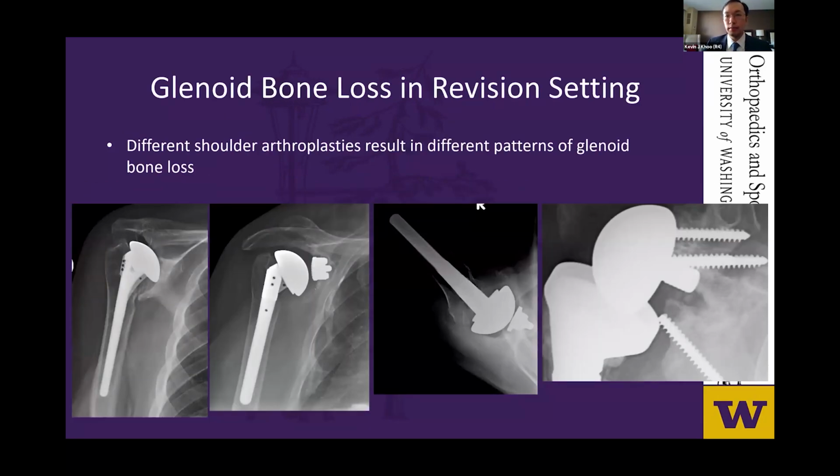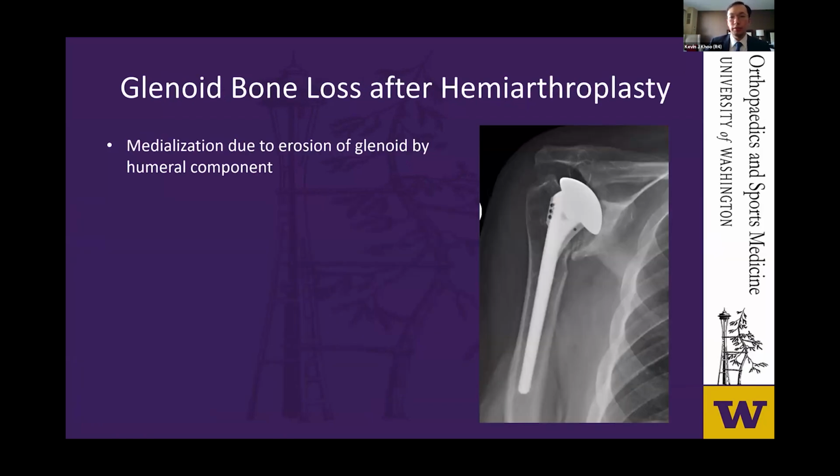Transitioning to the revision setting, it is important to recognize that each type of shoulder arthroplasty can present with different patterns of glenoid bone loss. While not a common issue, some patients after hemiarthroplasty can develop significant glenoid erosion from their humeral component. Similar to the mechanism of cuff tear arthropathy, patients can also develop an insufficient superior cuff, resulting in superior wear and presenting similar challenges due to the superior erosion.